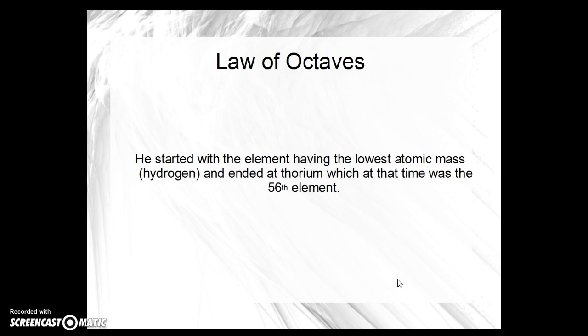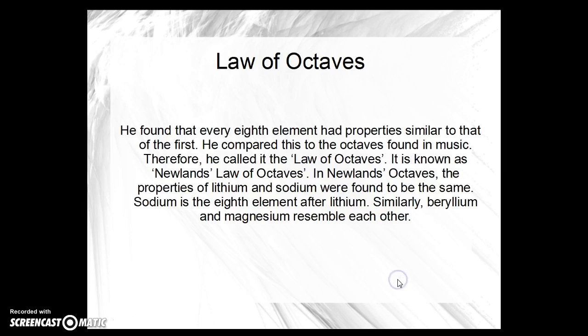Newlands started with the element having the lowest atomic mass, hydrogen. Counting up, he ended at thorium, which at that time was the 56th element known. He found that every eighth element had properties similar to that of the first. There were some exceptions, as we'll see.